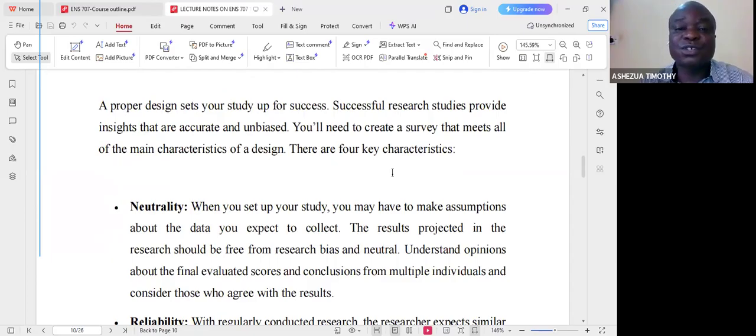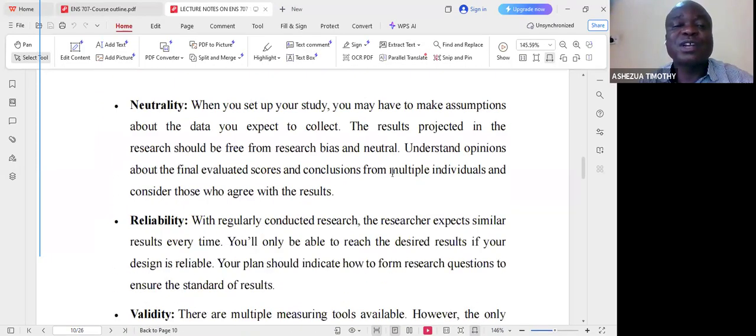When you set up your study, you may have to make very reasonable assumptions about the data you expect to collect, and the results projected should be free from research bias and neutral. Understand opinions about the final evaluated scores and conclusion from multiple individuals, and consider those who agree with it. So, first, it has to be neutral. Two, it has to be reliable.